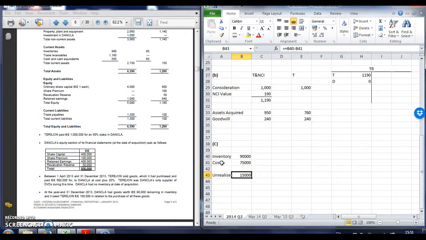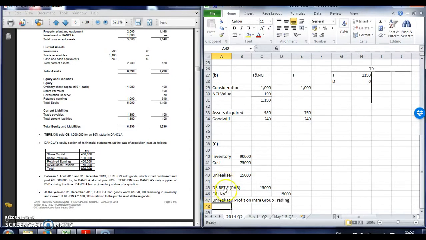So the next thing is to figure out, well, who sold it? It was sold from TAccount to Dankla, therefore from the parent to the subsidiary. Therefore, the adjustment to profits will be in the parent's retained earnings. So debit retained earnings parent of 15,000, and you will credit inventory 15,000, and you can call that unrealized profit on intra-group trading.